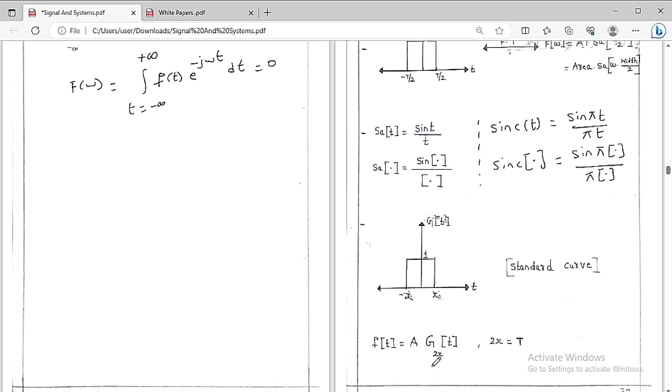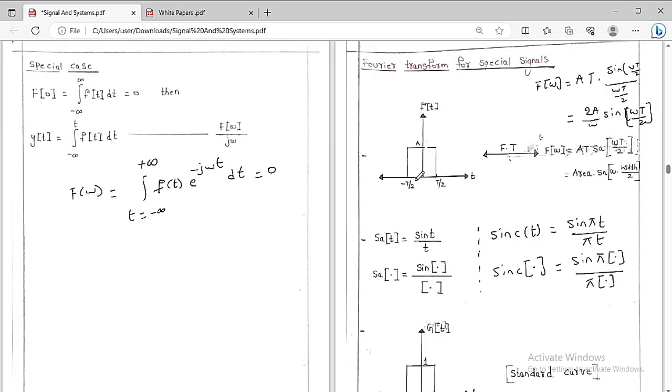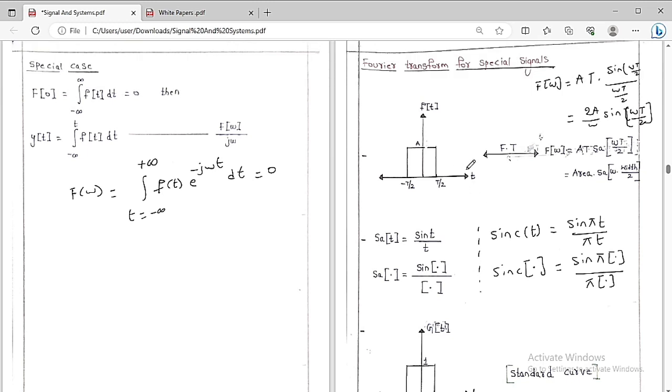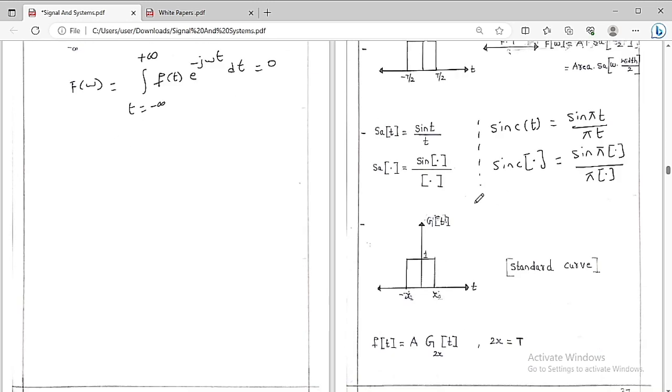This denominator is nothing but the width of the signal. And its amplitude is always equal to 1 for the standard curve. And its width, we are writing it here. If you want to make this one in terms of this one, this 2x is nothing but t. So 2x is equal to t. Therefore, how are we going to write f of t? f of t is equal to a into g 2x of t, where 2x is equal to t.